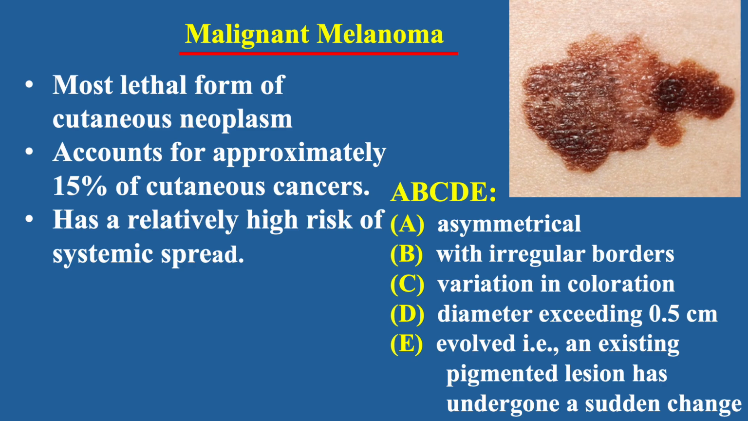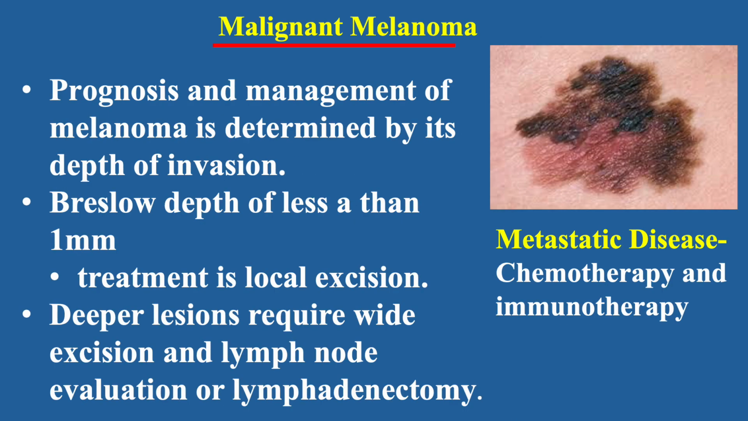The prognosis and management of melanoma is determined by its depth of invasion. For lesions with a Breslow depth of less than 1 millimeter, the treatment is local excision. Deeper lesions require wider excision and lymph node evaluation or lymphadenectomy. Metastatic melanoma occurs in unusual sites, and the outcome is unpredictable. The patient may be dead in a few months or may live for many years. Treatments include chemotherapy and immunotherapy.